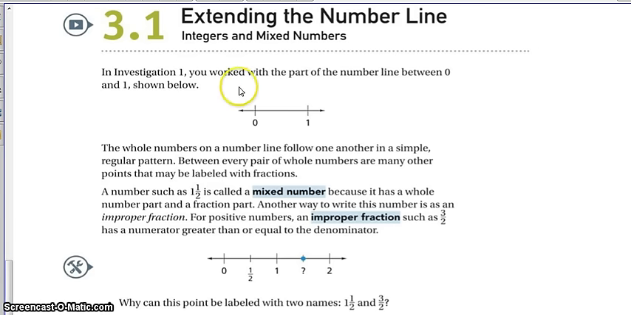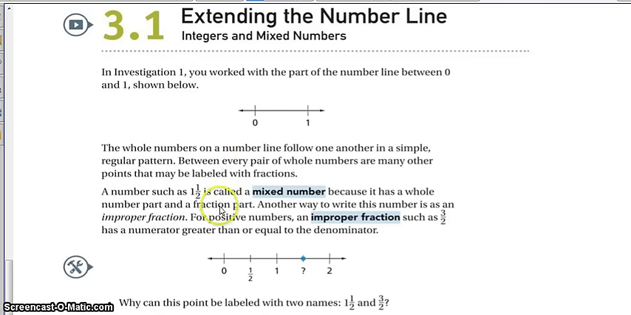So in investigation 1, we worked with fractions that were between 0 and 1, parts of a whole type of stuff. Today and on Monday, we are going to work on numbers that are bigger than 1, but still in between wholes, and less than 0, so that we'd have integers. Whole numbers on a number line follow one another in a simple regular pattern. Between every pair of whole numbers, there are many other points that can be labeled with fractions.